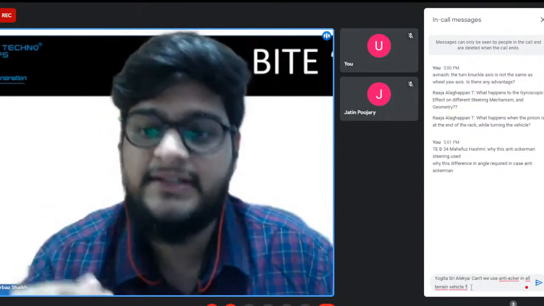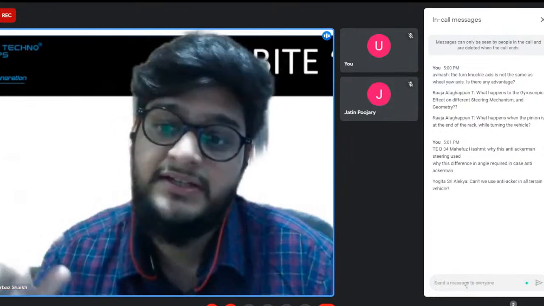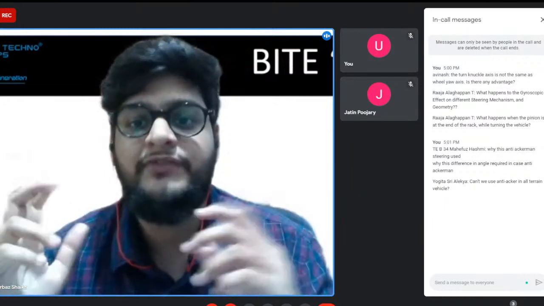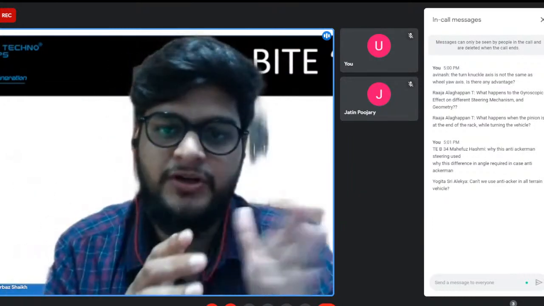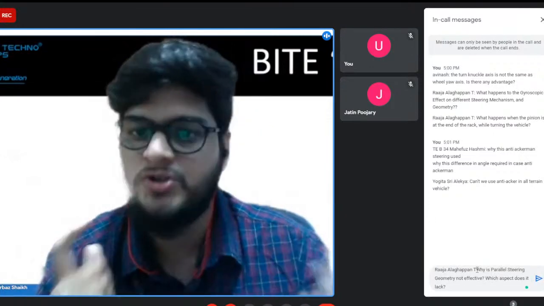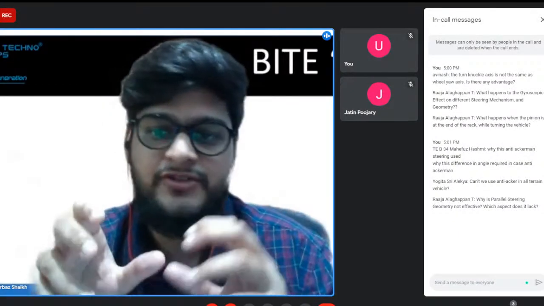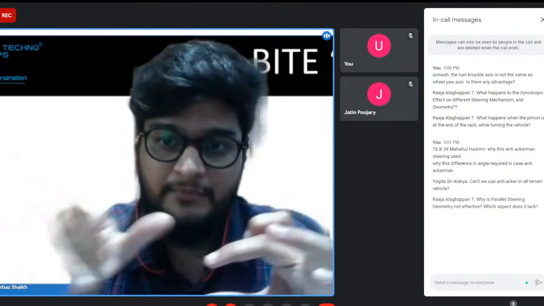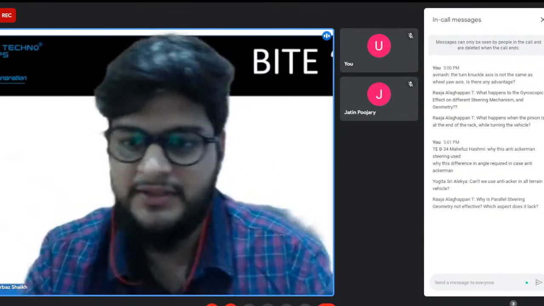Okay, Raja is asking another question. That's a very good question. What happens when the pinion is at the end of the rack while turning the vehicle? Okay, so when the rack ends, at that point we have positive locks or positive stoppers which stop the pinion from rotating beyond a point. It might be as simple as a bolt attached to the casing which will stop the rack from moving side to side beyond the limit, or it can be something else which will basically stop the motion of rack on the pinion, so that it does not go beyond the specified limit.